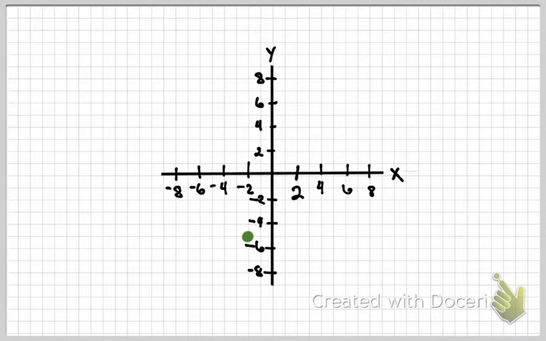Now that we have all our graphs set up, we're going to follow the ordered pairs and graph these ordered pairs on the graph. So the very first point was at -2, -5. What's our next point?